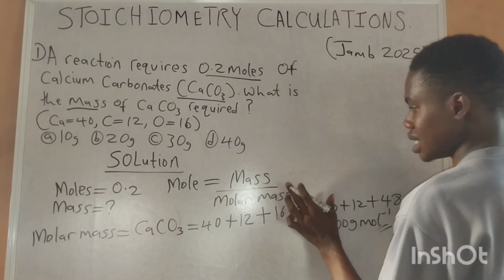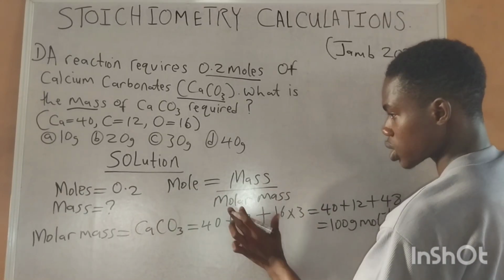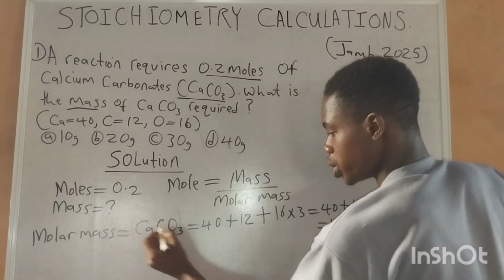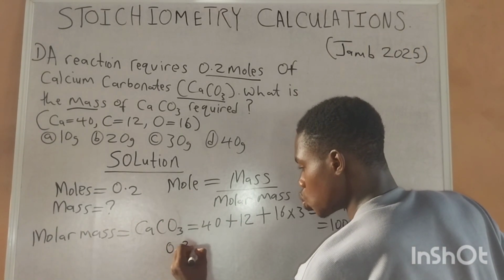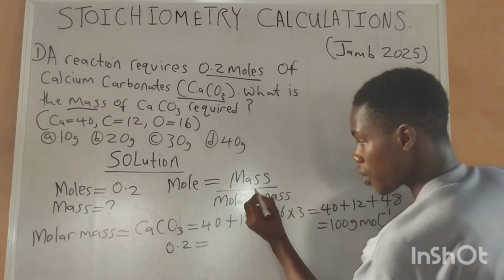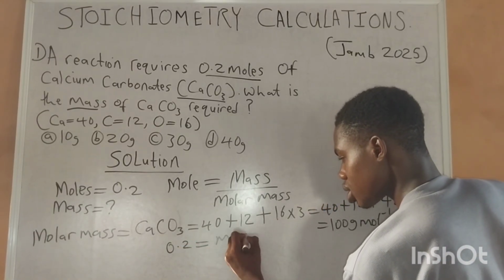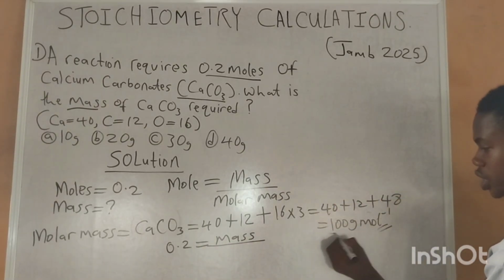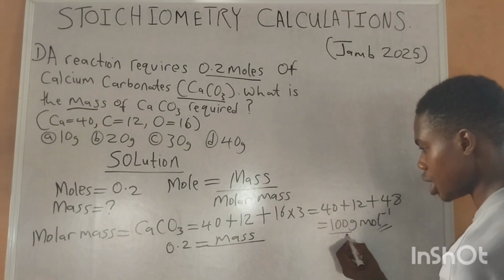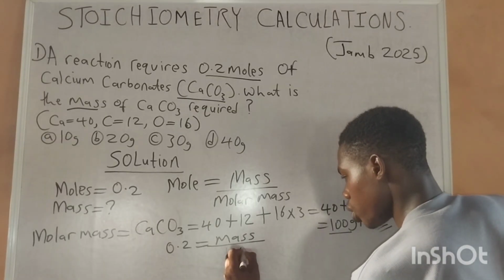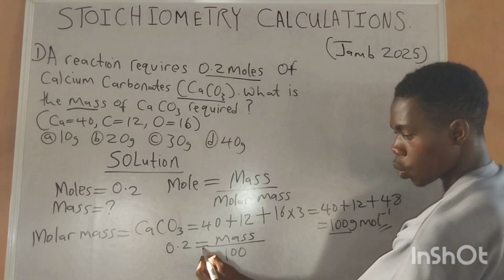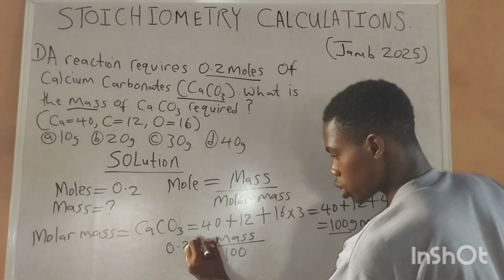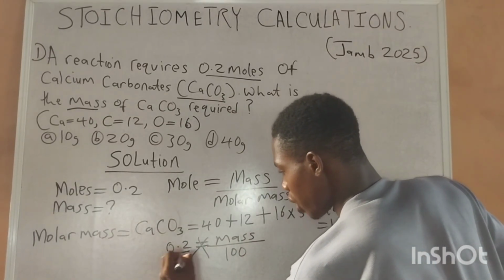Now, having gotten our molar mass, we'll now input it into this formula to solve for our mass. So now, the number of moles they gave us is 0.2. So it's 0.2 equal to, we're looking for mass, so mass divided by our molar mass. Now, our molar mass is 100, which we calculated earlier. So divided by 100. Now, at this point, see there's an equality sign here. What we're going to do is to cross multiply. So we are going to cross multiply. So there's over 1 here.